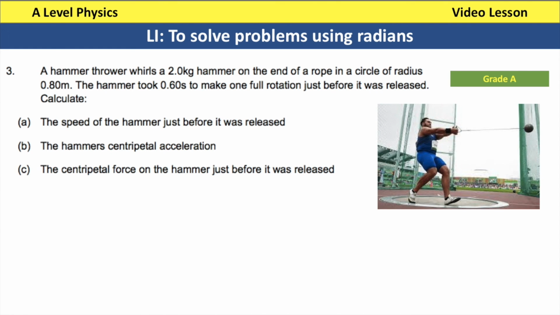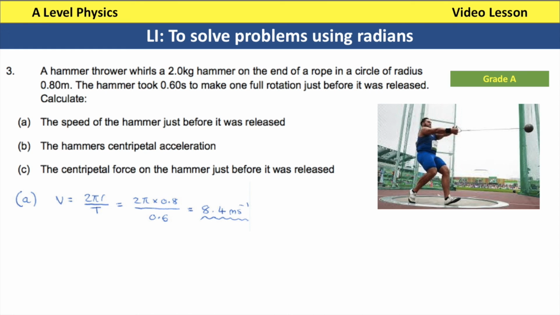Final question. A hammer thrower whirls a 2 kilogram hammer on the end of a rope in a circle of radius 0.8 metres. The hammer took 0.6 seconds to make one full rotation just before it was released. Calculate the speed of the hammer just before it was released. So again, similar to all the questions that we've done today, we're using v equals 2 pi r over T, 2 pi times the radius, which was 0.8, divided by the period, which was given as 0.6 seconds, comes out with a linear speed of 8.4 metres per second.